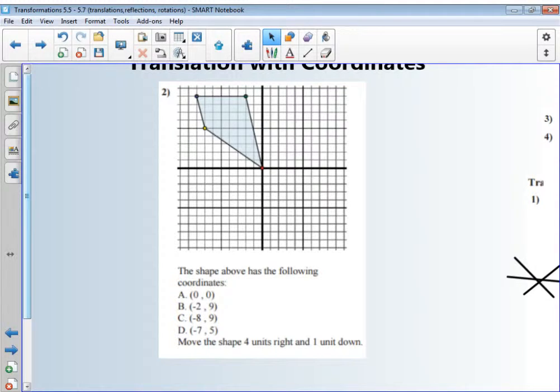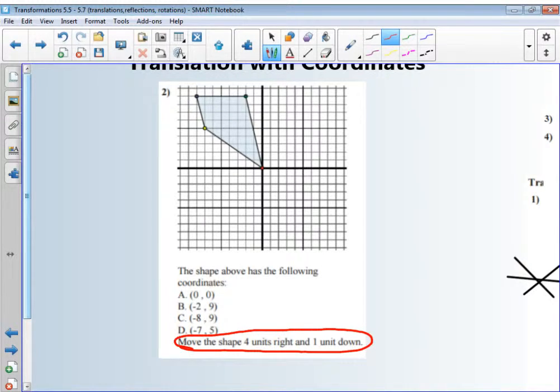Okay, so here we're going to first of all look at what our translation was, which was this one. It says 4 units to the right and 1 unit down. So we're still going to follow the same translation. It's not always the same. It just happened to be on this one. So we're going to go 4 units to the right.